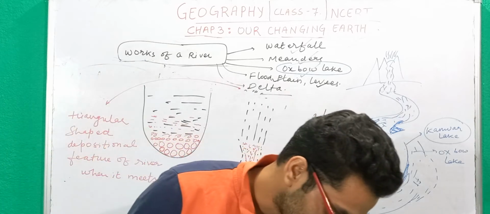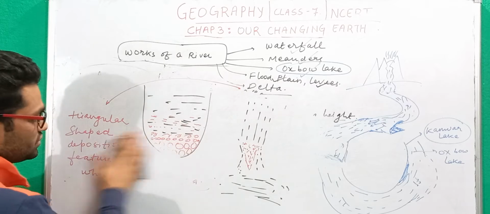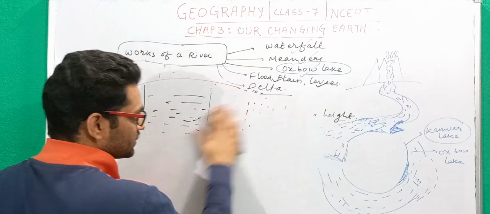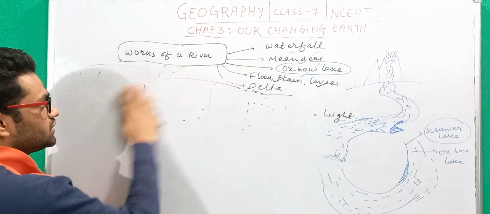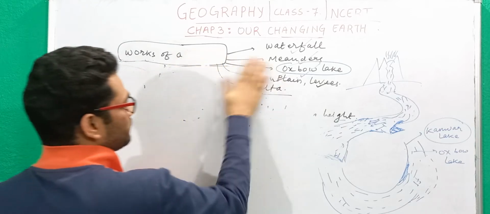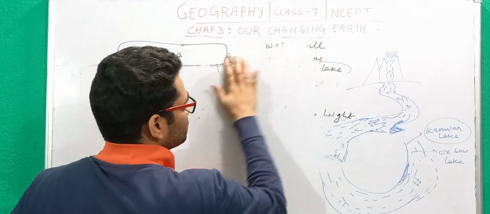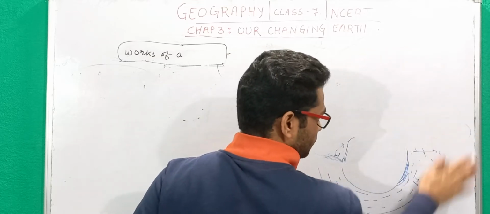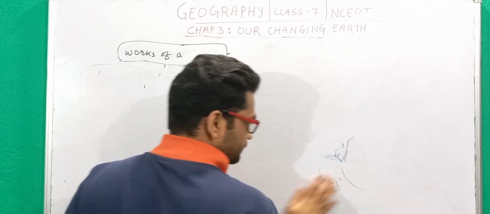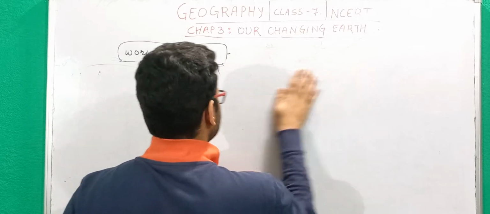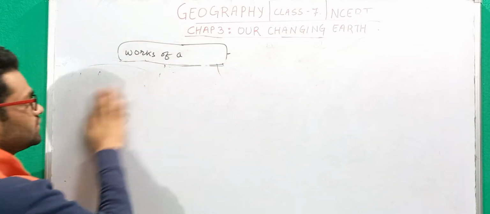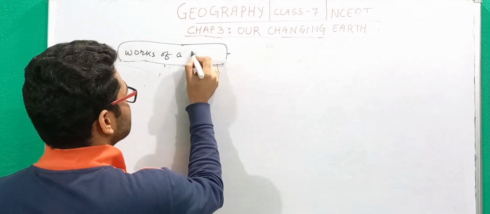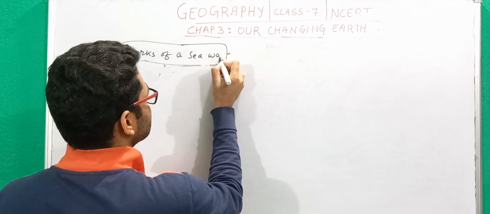Now we have to study about the works of sea waves. Okay, let's understand. The works of sea waves are not of very much significance, but let's understand what different types of features you will find when you look at the works of the sea waves. So when we say sea waves, what are sea waves? Sea waves are actually a type of energy.